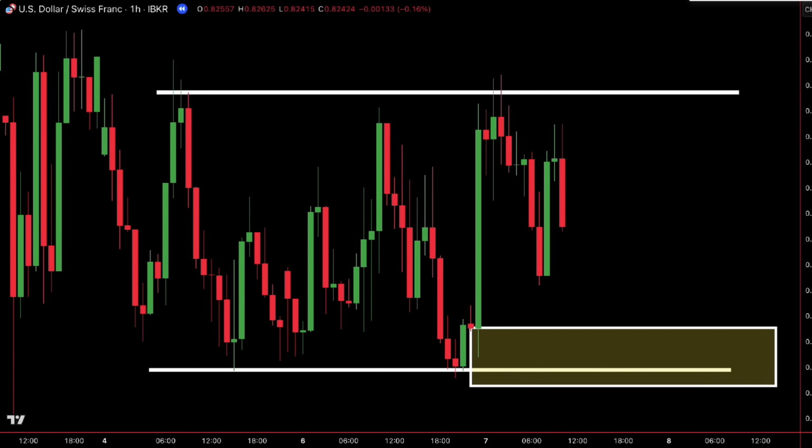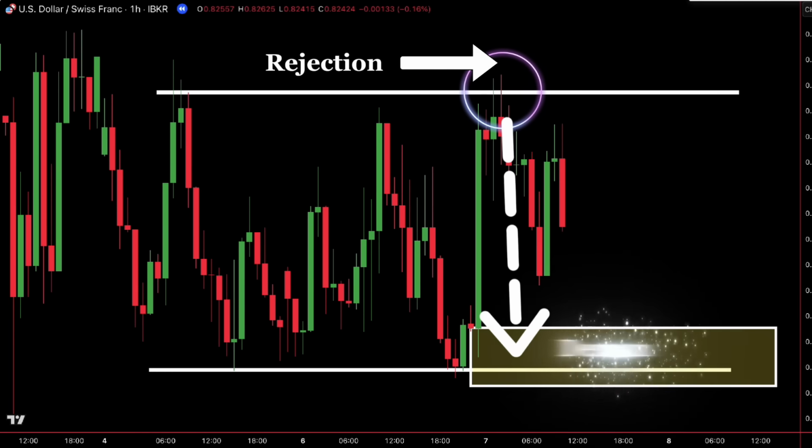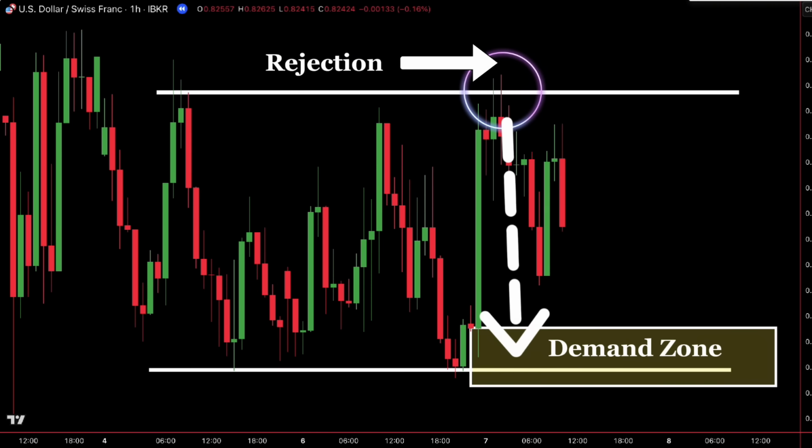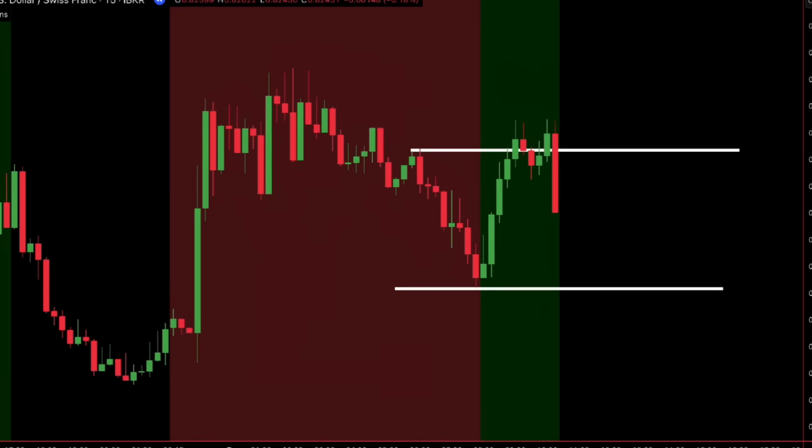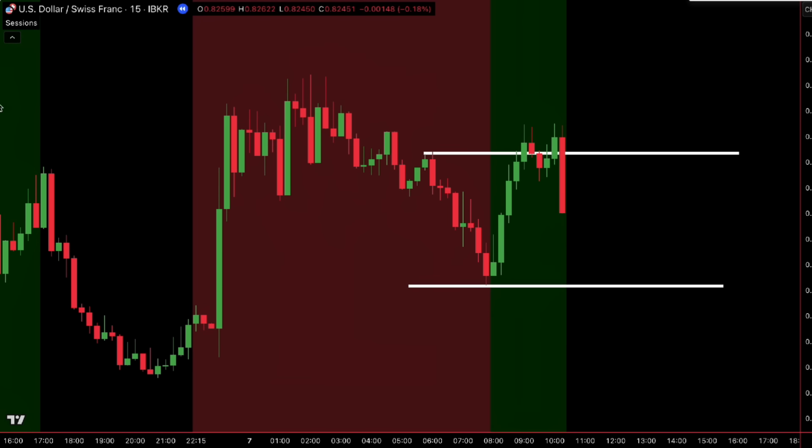On the hourly chart, you'll notice the market is in a range. Price recently rejected a key resistance level and is heading lower toward a major demand zone. That means there's still room for price to drop, which supports our short idea on the 15-minute chart. So let's switch back to the 15-minute and set up the trade.